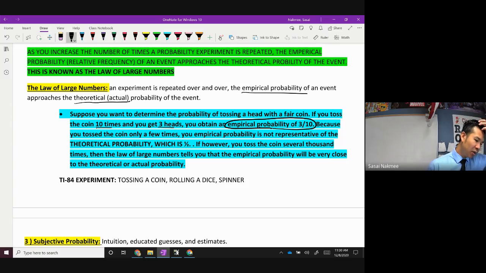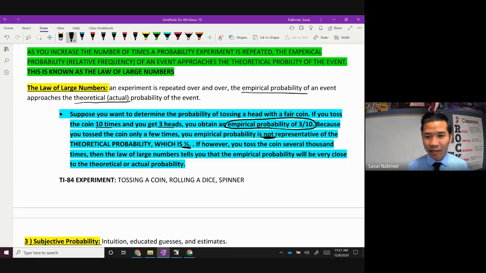Because you tossed the coin only a few times, your empirical probability is not representative of the actual probability, which is supposed to be 50-50. So technically, if you flip it 10 times, theoretically speaking, it should have come out 5 heads, 5 tails. But that's not always going to be the case in the real world.